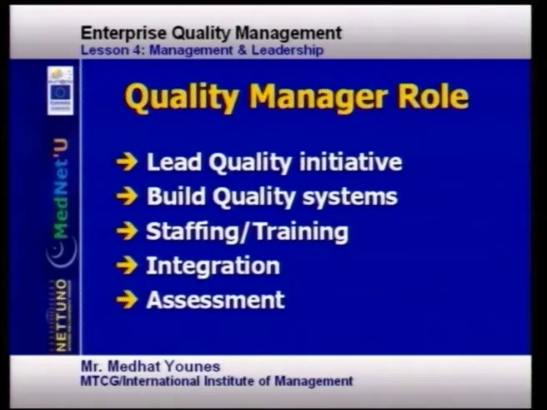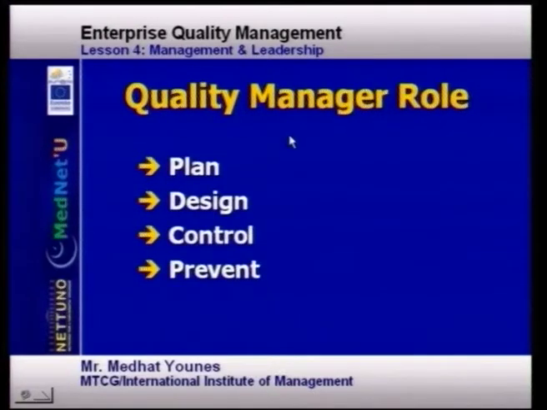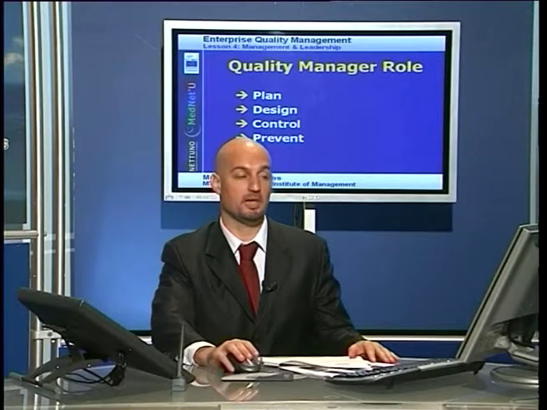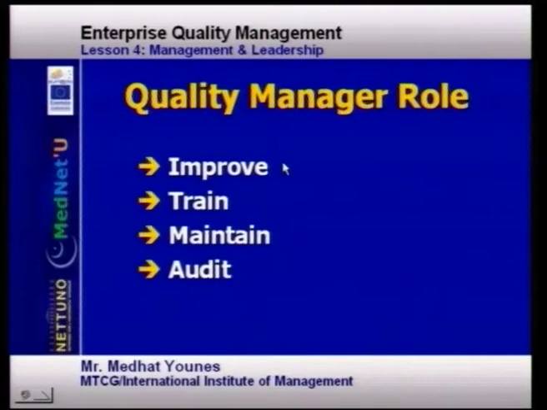The quality manager is basically the quality initiative leader and the champion within the organization. So the quality manager role is to plan the quality implementation within the organization, design quality procedures, establish quality controls in each department and for each process, try to prevent errors as much as possible through previous lessons learned and following best practices. Work on continuous improvement of the processes within the organization.